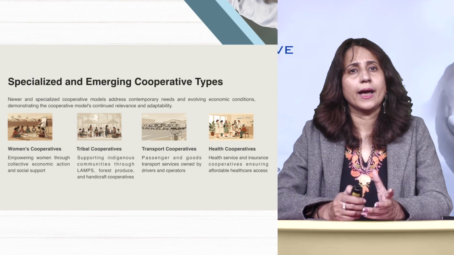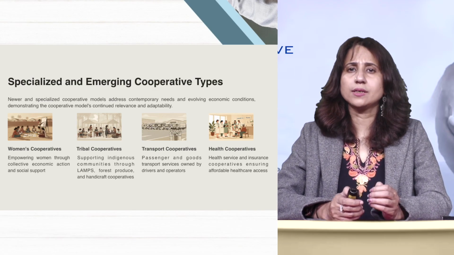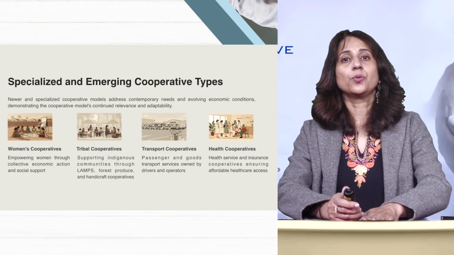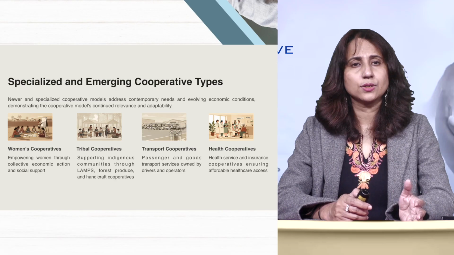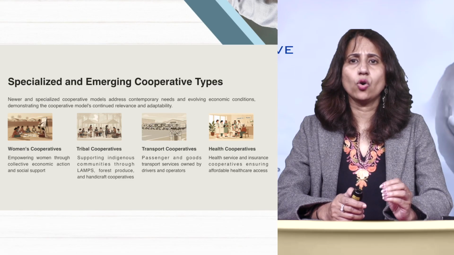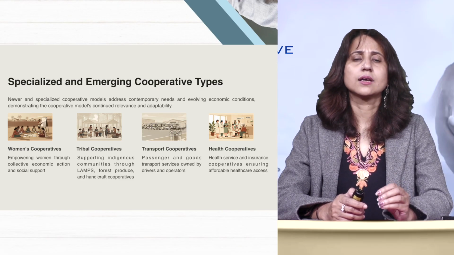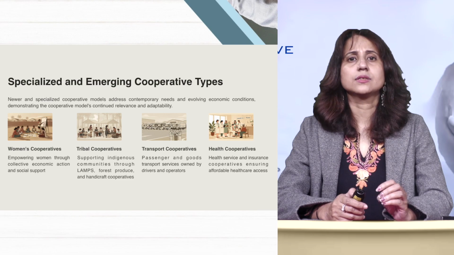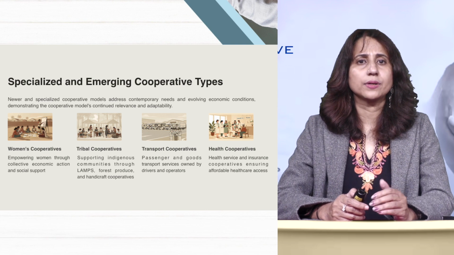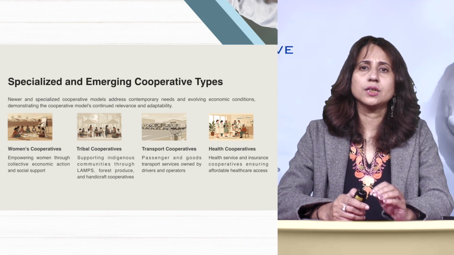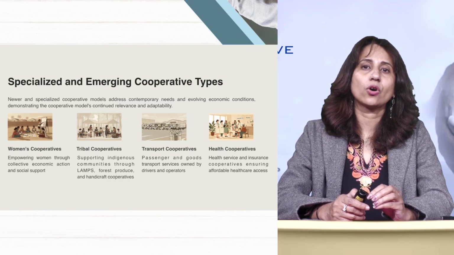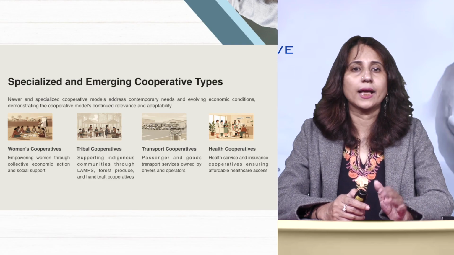Then there are the health and insurance cooperatives. Health cooperatives provide healthcare services while insurance cooperatives offer risk pooling mechanisms, both addressing gaps in health security. The health service cooperatives establish and operate healthcare facilities like clinics, diagnostic centers, hospitals, providing affordable quality healthcare to the members and the communities. And the medical professionals sometimes form cooperatives to practice collectively. And the consumer health cooperatives organize patients to collectively purchase healthcare services.